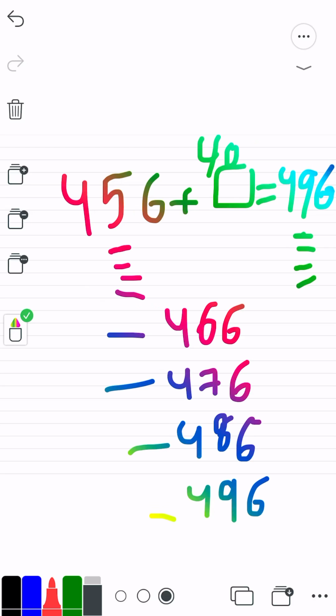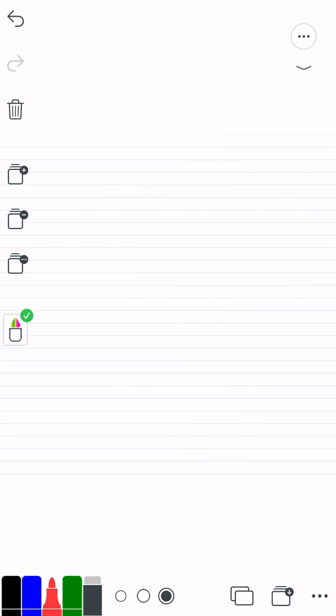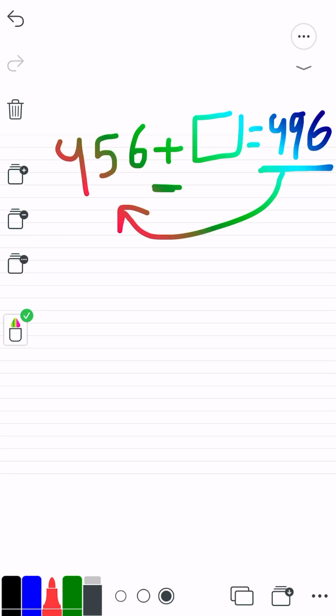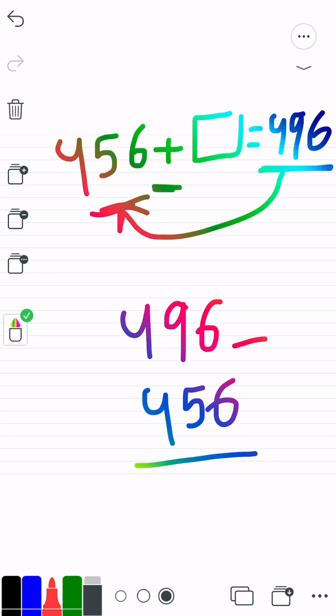Okay, so this lesson is asking us to count on to find the answer or count back whenever it's needed. So we can do it the other way, which is subtraction using the written method. Here we have 456 plus what equals 496. Let's make the sign minus and subtract the bigger number minus the smaller number. So 496 minus 456: 6 minus 6 equals 0. 9 minus 5 equals 4. And 4 minus 4 equals 0. So we don't count any zeros to the left. So the answer is 40.